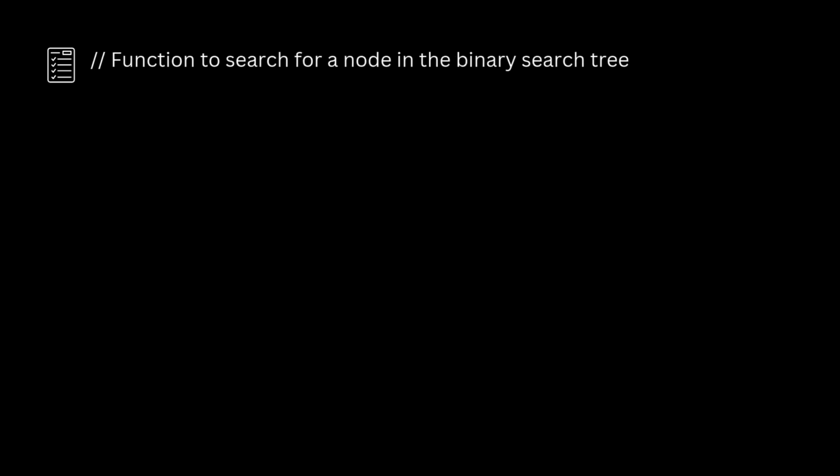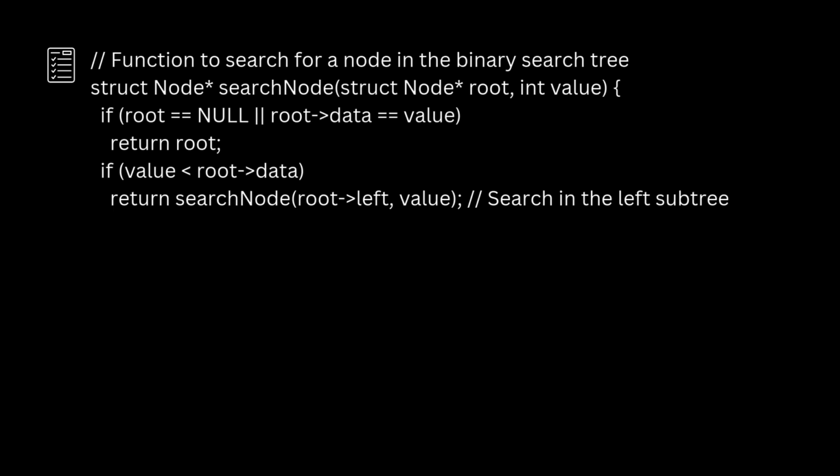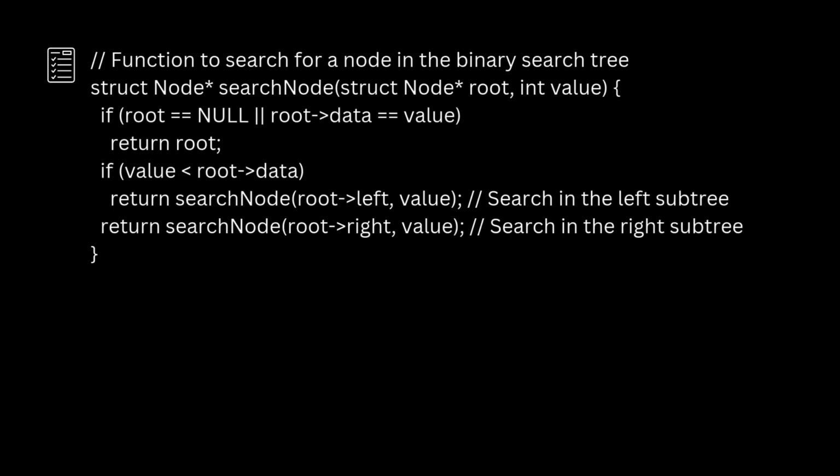Now let us search for a node in a tree. This recursively searches for a node in the tree. This line indicates the node is not found. If the node's data matches the search value, return the node. If the value is smaller, search in the left subtree. If the value is greater, search in the right subtree.